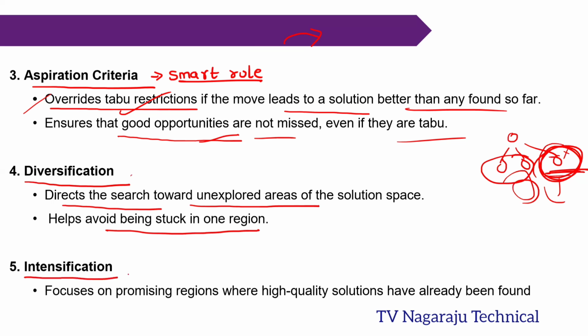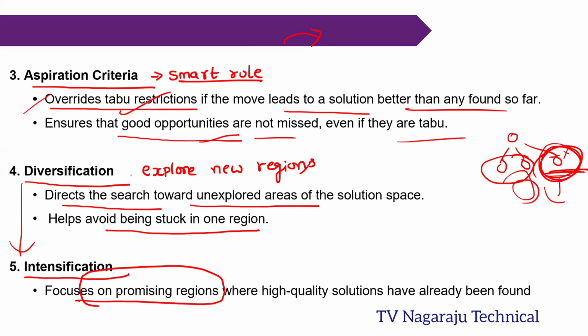Next, intensification. Diversification means, what is the simple notion? Explore new regions. If you are not getting a solution in the existing one, we explore new regions. Intensification is simply the opposite of diversification. Instead of exploring new regions, it mainly focuses on the promising regions. Why? Because in the promising regions we get high quality solutions.